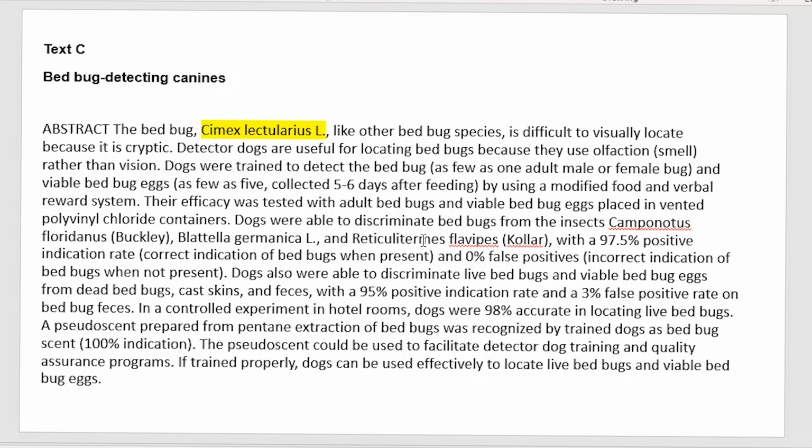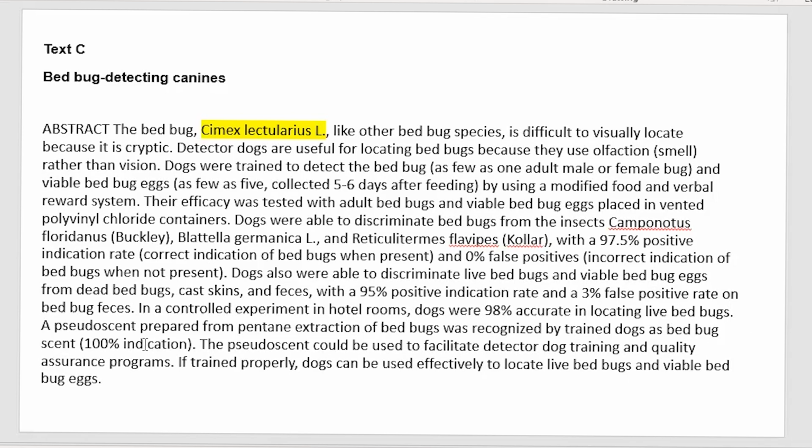Dogs were able to discriminate bedbugs from the insects Camponotus floridanus, Blattella germanica L., and Reticulitermes flavipes with a 97.5% positive indication rate, correct indication of bedbugs when present, and 0% false positives, that is incorrect indication of bedbugs when not present. Dogs also were able to discriminate live bedbugs and viable bedbugs from dead bedbugs, skins, and feces with a 95% positive indication rate and a 3% false positive rate on bedbug feces. In a controlled experiment in hotel rooms, dogs were 98% accurate in locating live bedbugs.